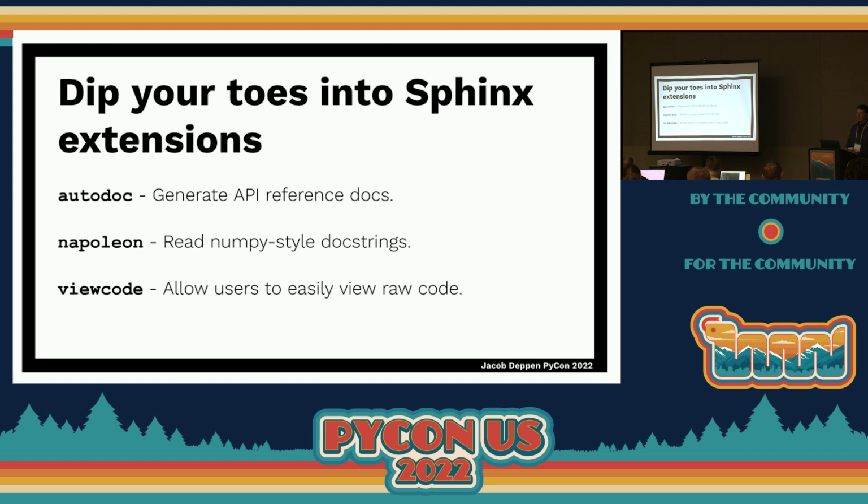Napoleon is going to read NumPy or Google style docstrings. I think Napoleon is now built into Sphinx. It used to be that you had to install it separately, but I think it's built in now because so many folks are using it. Before that, you had to either install Napoleon or use that restructured text style we saw before.